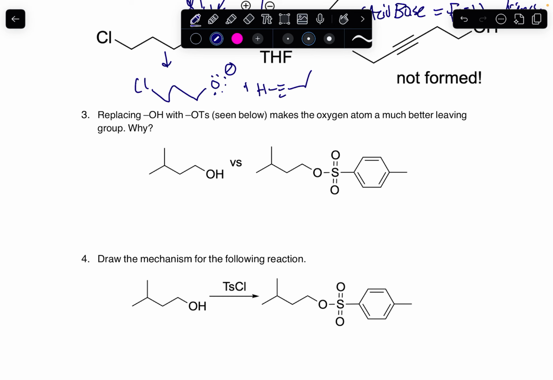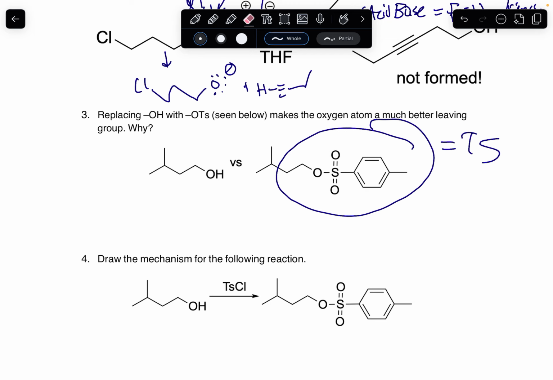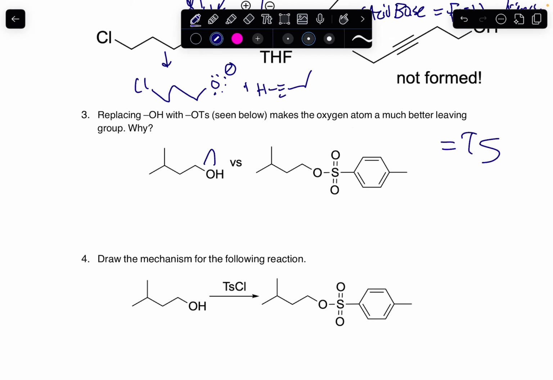Replacing OH with the tosylate group, so this is a tosylate, that makes it a better leaving group. Why does that do that? So ordinarily, let's just show this leaving. Ordinarily, in this case, right, primary carbocation, not great. The point here is, let's just compare the leaving groups.